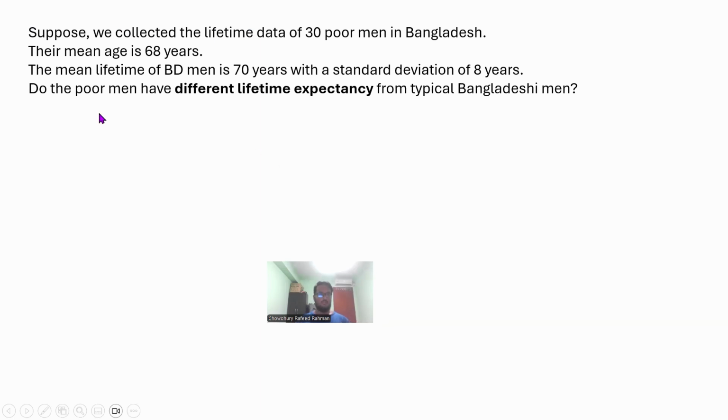So the question is, do the poor men have different lifetime expectancy from typical Bangladeshi men? Right? Now understand that here we have written different lifetime expectancy. We haven't written less or higher. It can be less or it can be high. Doesn't matter. So this is the hypothesis. Null hypothesis is nu equal to 70 and alternate hypothesis is nu not equal to 70, and it is two-tailed, as I said before, two-sided.